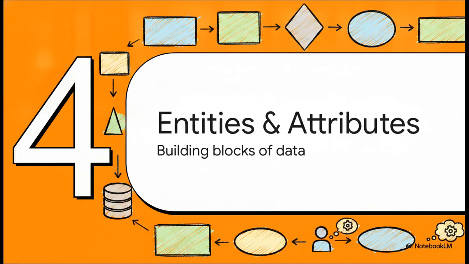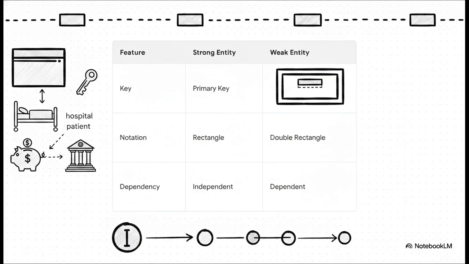Part 4. Entities, attributes, and relationships, the foundational building blocks of data. Okay, let's see how this all builds by breaking down these components. We'll start with entities, which basically come in 2 flavors. A strong entity operates totally independently. Think of a hospital patient. But a weak entity, which is usually shown with a double rectangle, depends entirely on a strong entity to even exist. Take a bank account, for example.